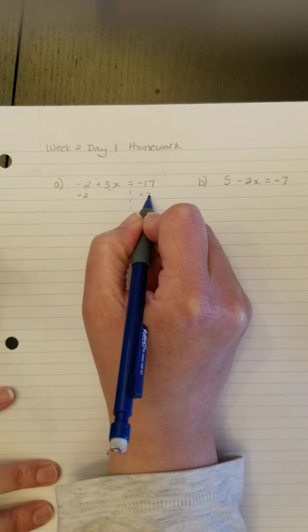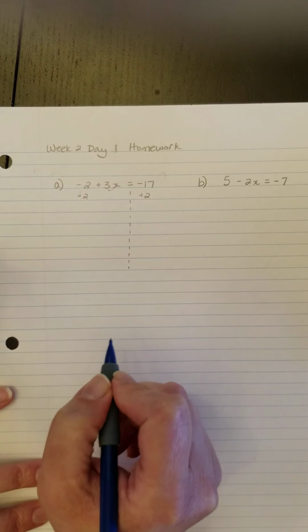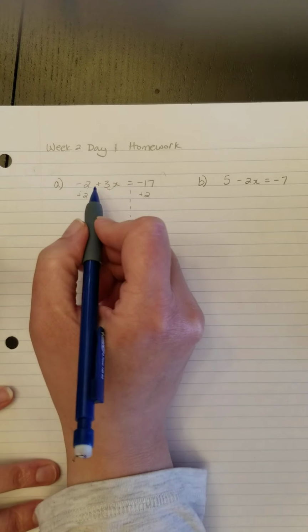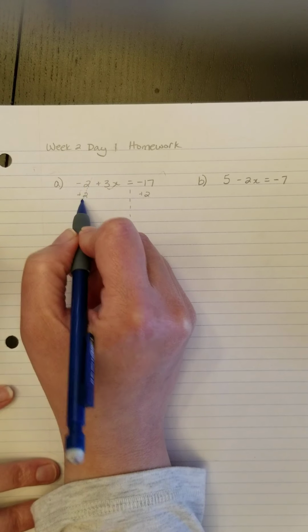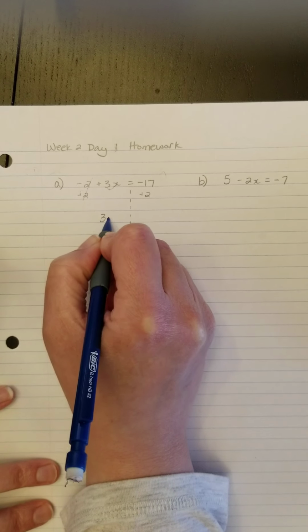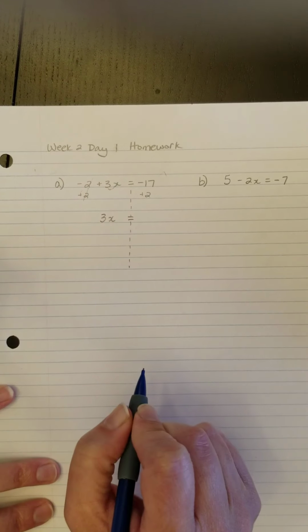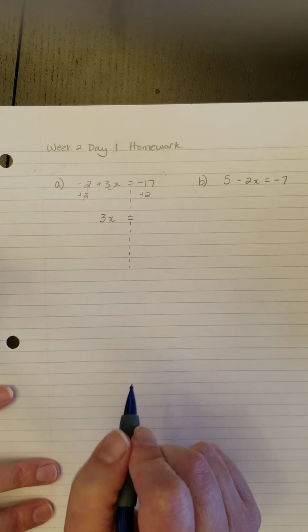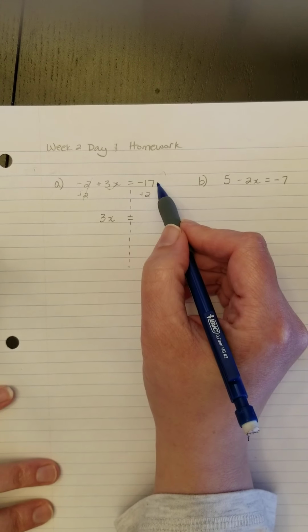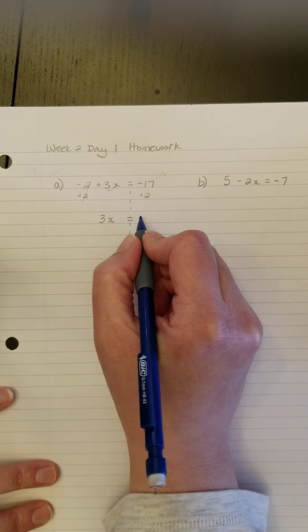So again, we have to make sure to do that on both sides. So we're going to undo that -2. Sometimes you guys cancel those out, maybe you don't. But all we would be left with here on the left is my 3x. And then again, super careful with these integers once you have negative numbers. I have a -17 on the right side, and when I add 2 to that, I get -15.